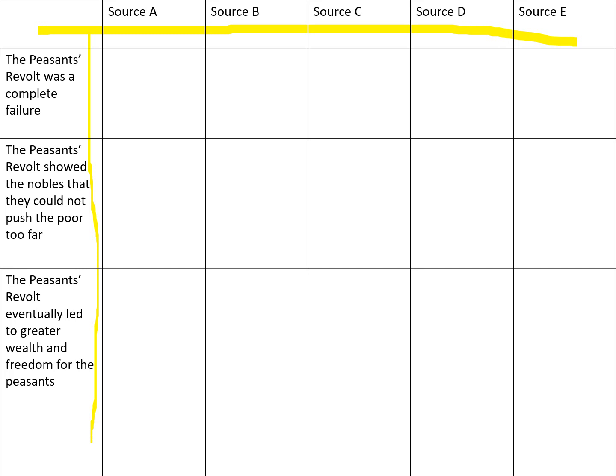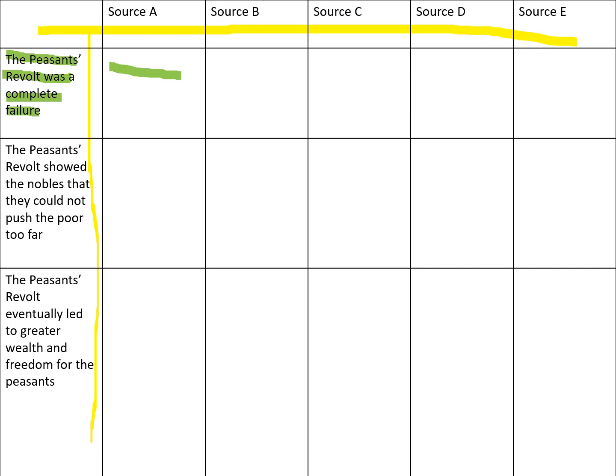I'll read the questions now, each one of these boxes, so that you can understand the kind of questions you have to answer. So the first one, which is this one right here: the Peasants Revolt was a complete failure. If you can find evidence in source A to support that, you'll place it here.